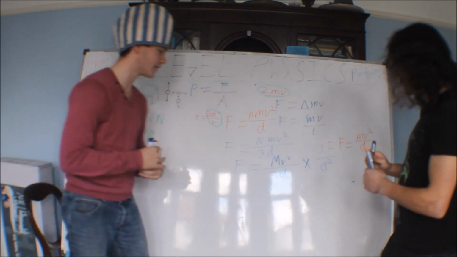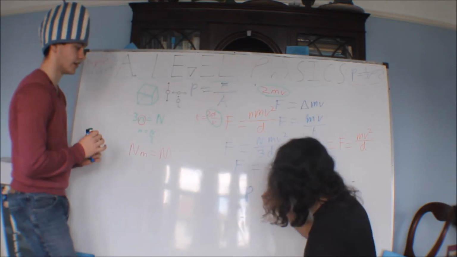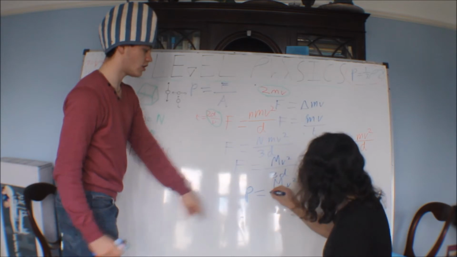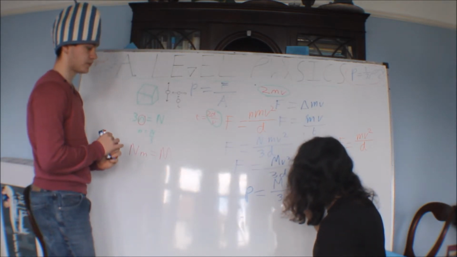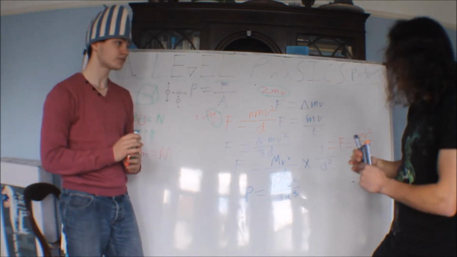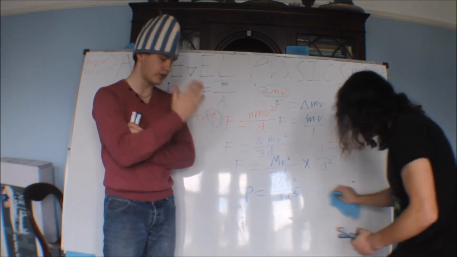So if we do that, then we have our pressure, not our force, because we've substituted into this. It is M v squared over 3 d cubed. So that's our new equation. But d cubed, that's just a volume, right? It is, so we could change that to 3 lots of the volume, V.